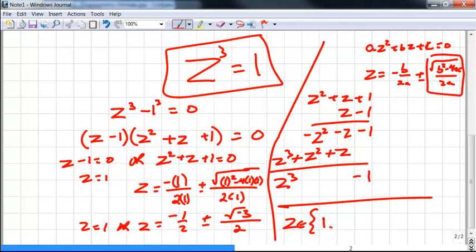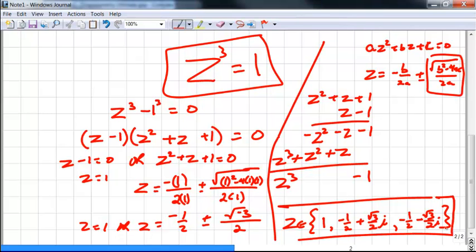Z is 1, or z is negative 1/2 plus the square root of 3 over 2i, or it is negative 1/2 minus the square root of 3 over 2i. So those are our 3 answers in rectangular form. All 3 of those are called the 3 complex roots of 1, I should say. The solutions to z cubed equals 1.